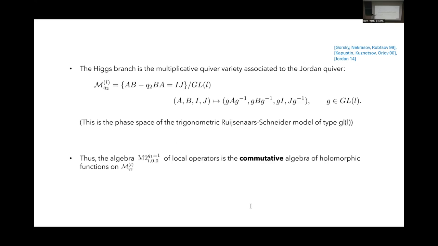This is the defining equation for the multiplicative quiver variety. And it looks very similar to the Nakajima quiver variety. But as you can see in the equation, these matrices A, B get multiplicatively uplifted.